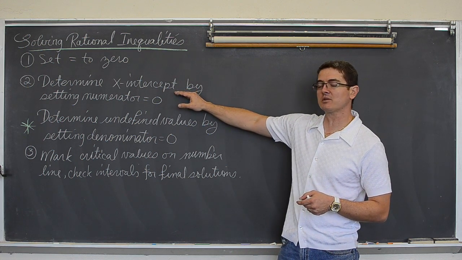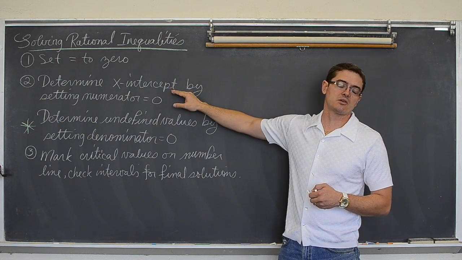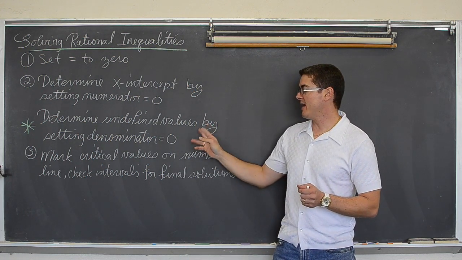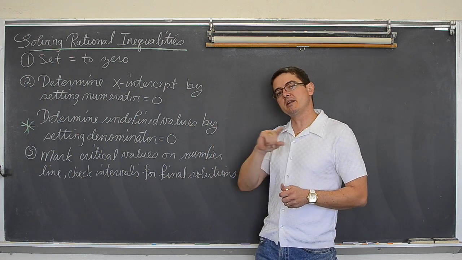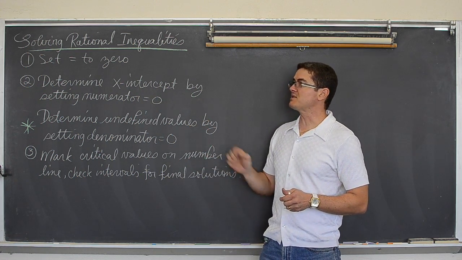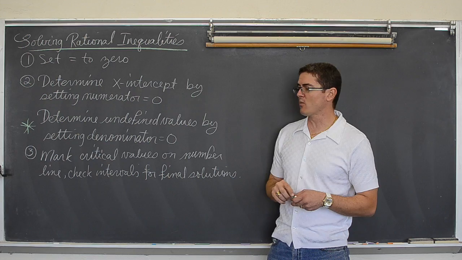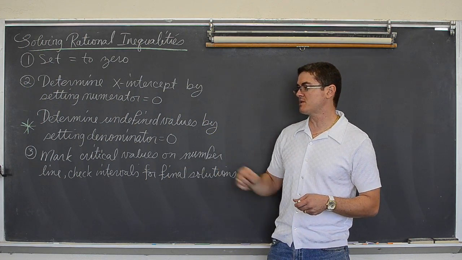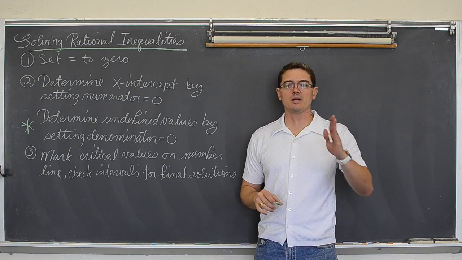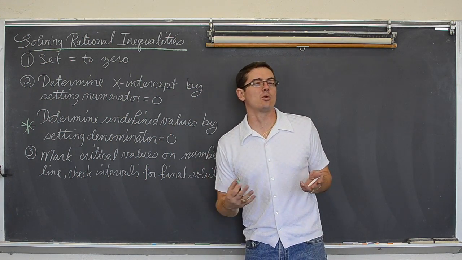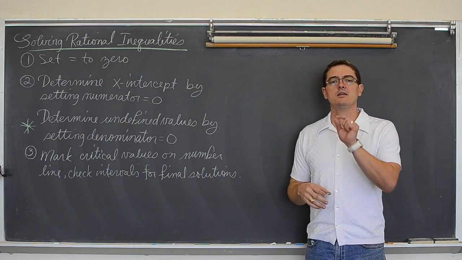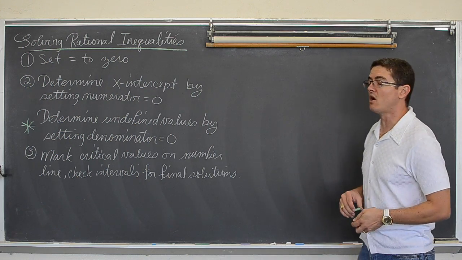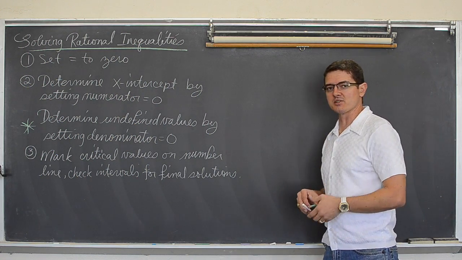So we're going to set the numerator equal to 0, and those are going to be the x-intercepts. That's where this rational function graph crosses the x-axis. And then we're also going to determine, by setting the denominator equal to 0, what makes the rational function undefined. These two steps give us our critical values that we put on the number line, and that will break up the number line into 3 or 4 intervals that we then have to guess and check to see which of those intervals actually work to solve the inequality. So let's see what this looks like, shall we?